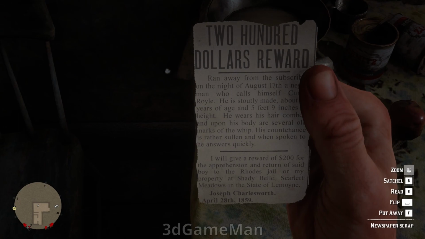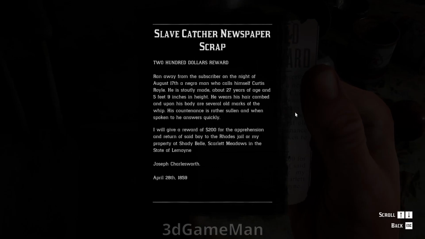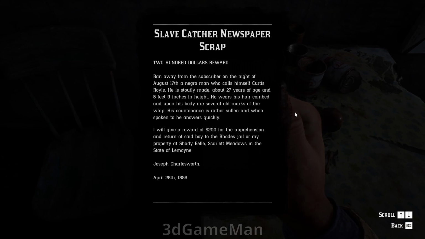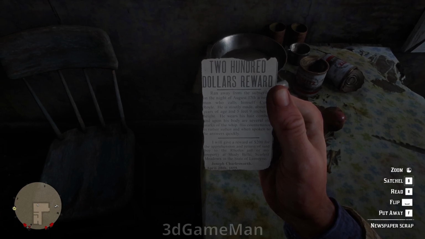So on the table, I discovered a news clipping. It was posted in the newspaper by a Joseph Charlesworth, and he's offering $200. This is in 1859 for return of his slave Curtis. Now, slavery was abolished actually in the United States in 1865.